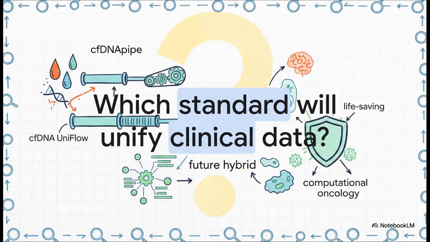I want to end our explainer today with a slightly provocative, forward-looking question. As liquid biopsies make their massive leap from the research lab into everyday clinical practice, which standard will ultimately unify the data? Whether the field leans toward the all-in-one simplicity of cfDNApipe, the scalable industrial power of cfDNA Uniflow, or maybe even a future hybrid of both, one thing is absolutely certain. Standardizing computational oncology is the key to unlocking the true life-saving potential of liquid biopsies.